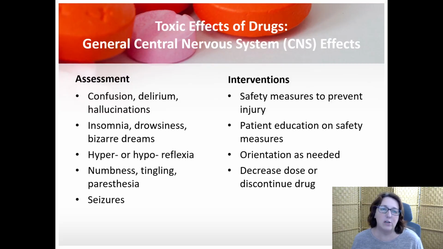or even seizures. Interventions include safety measures to prevent injury, patient education on safety measures, so no operating a car or other dangerous machinery until you know how you respond to the drug. Orientation as needed: who, what, when, where, and why. So maybe who are you? Who am I? What are we doing? What time is it? What day is it? Where are we? Why are we here? And decreasing the dose or discontinuing the drug depending on the symptoms.